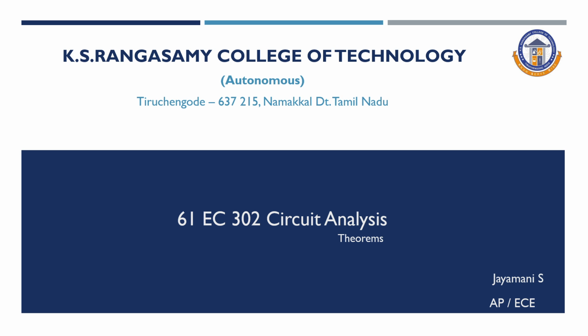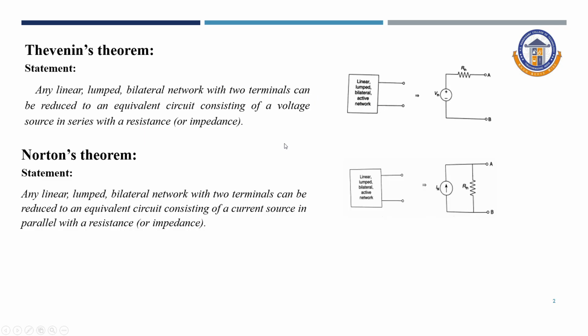In this video, I am going to cover the theorems which help you to analyze your electric circuits. The first theorem, Thevenin's theorem. The statement of Thevenin's theorem is: any linear lumped bilateral network with two terminals can be replaced by an equivalent circuit consisting of a voltage source in series with a resistance.